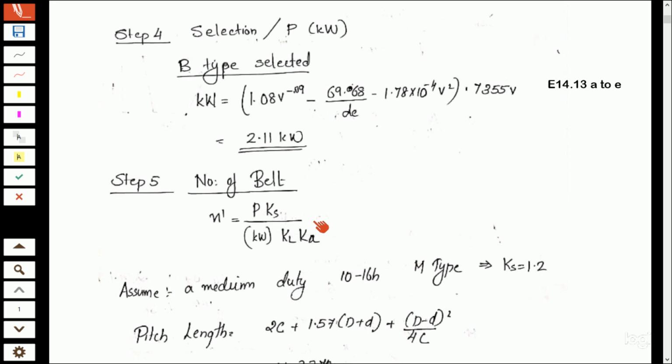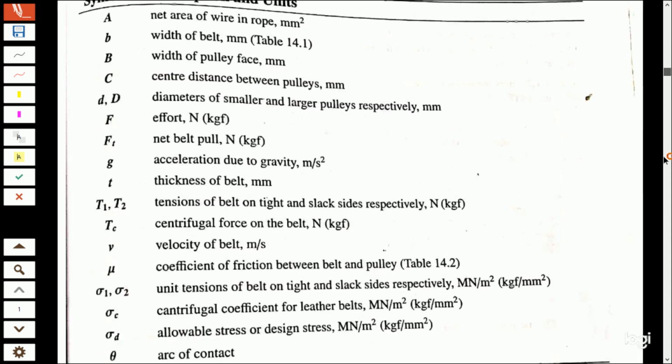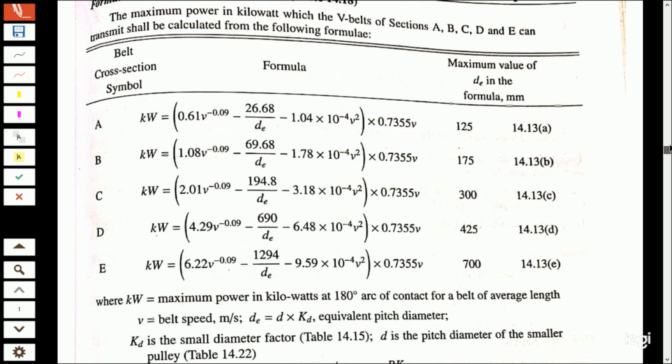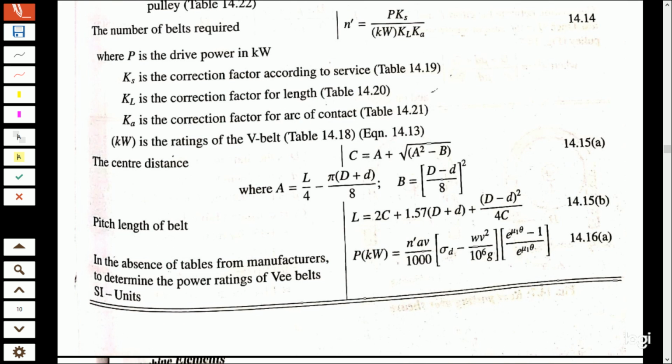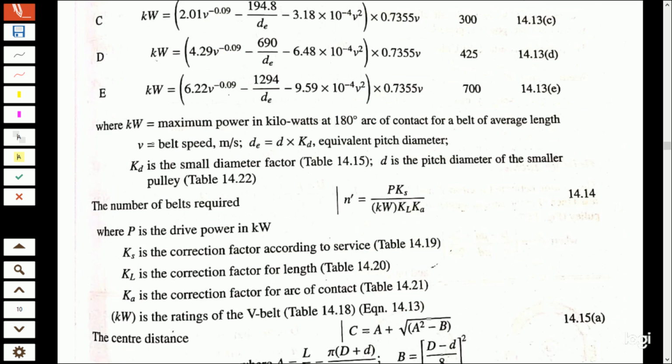Now we have to move on to the next step, which is the calculation of number of belts. In the calculation of number of belts we are going to use equation number 14.14 on page number 295. That is the equation we are going to use. Now let us find out the equation and the corresponding substitutions. Fine, so this is the equation that we are going to use.